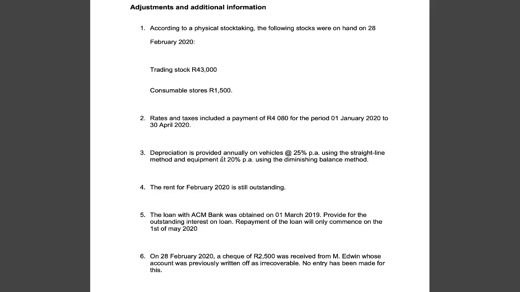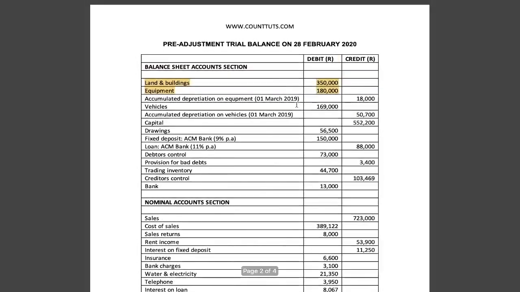So I'm quickly going to do that. Equipment uses the diminishing balance method, and it's 20%. So we need to take note of that. Okay, it's 20%. And here we already have the accumulated depreciation at the beginning of the period of 18,000 Rand.